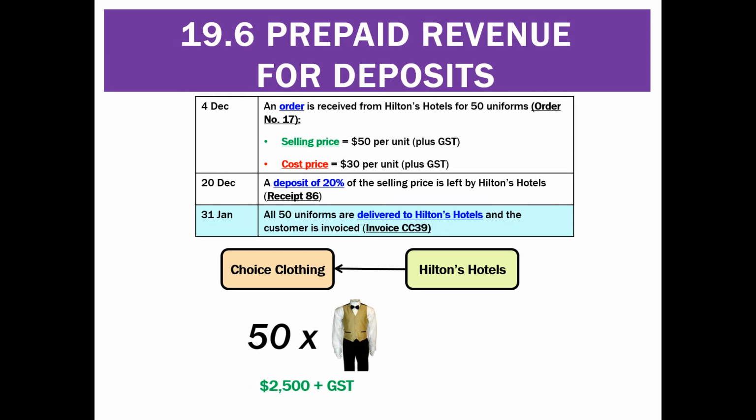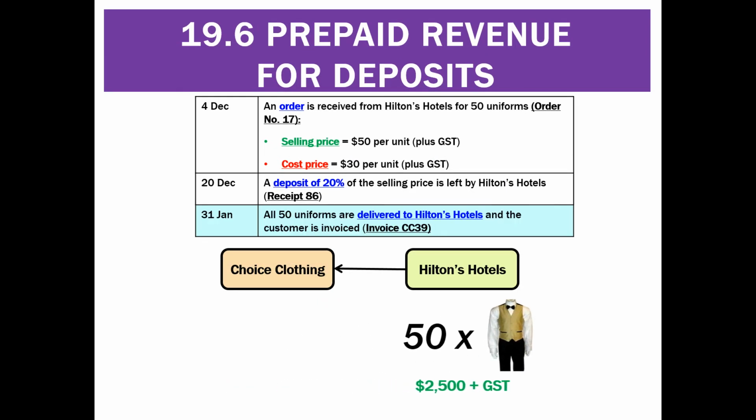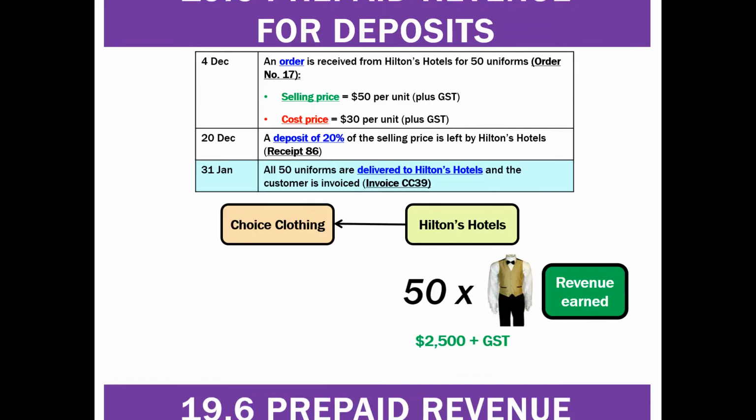So a few weeks go by, and on the 31st of January, Choice Clothing actually delivers all 50 uniforms to Hilton's Hotels. So the total sale is $2,500 plus GST. That is now a revenue earned. So whilst we hadn't earned it when we received the deposit, we have earned it now.